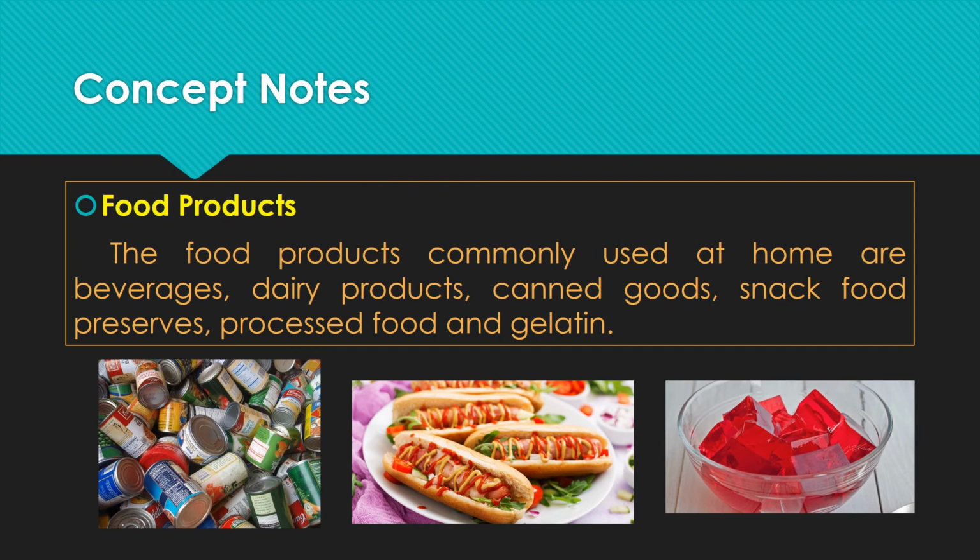Food products. The food products commonly used at home are beverages like wine, soft drinks, and juices. Dairy products like fresh milk, powdered milk, and others. Canned goods, snack food, preserves, processed food like hot dogs, chorizo, and so on and so forth, and gelatin. Pictures below.